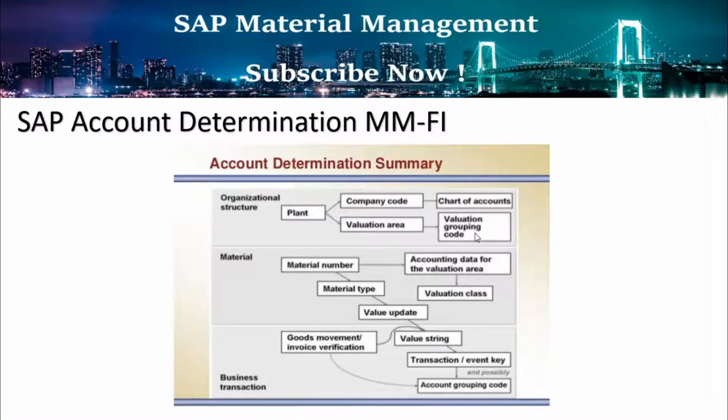And then we have the valuation grouping code. You can assign the GL accounts for automatic account determination dependent on the valuation area. To minimize the necessary effort involved, valuation areas with the same account number assignment can be grouped together. This is done through the valuation grouping code. So the valuation grouping code is then used to assign the GL account numbers. Okay? Basically, it's a grouping of valuation areas.